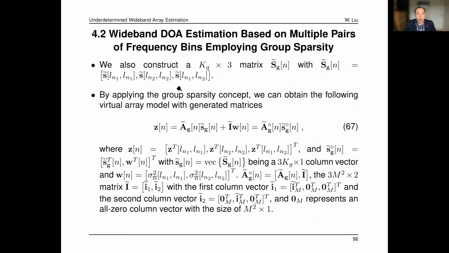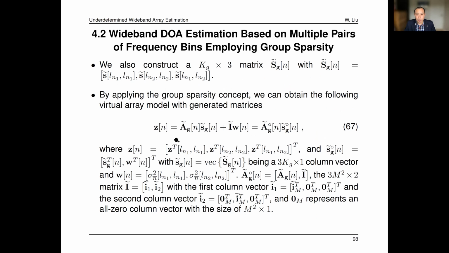And then we construct this data matrix. So this data vector for frequency being N1, for frequency being N2, and the data vector for the cross correlation between N1 and N2. So you have these three column vectors. This is the source matrix for this pair.